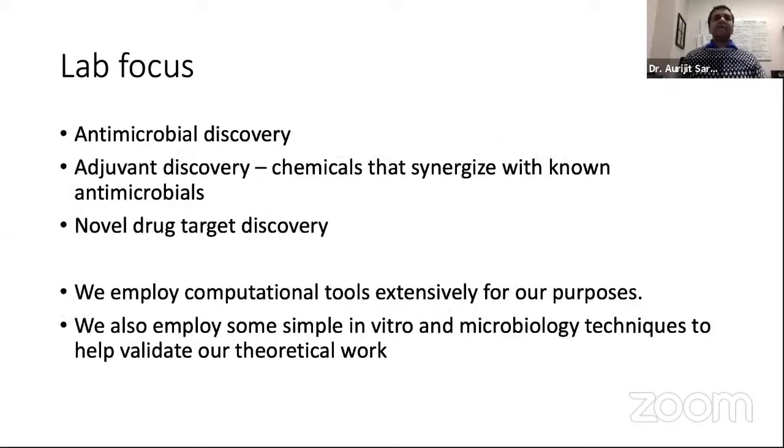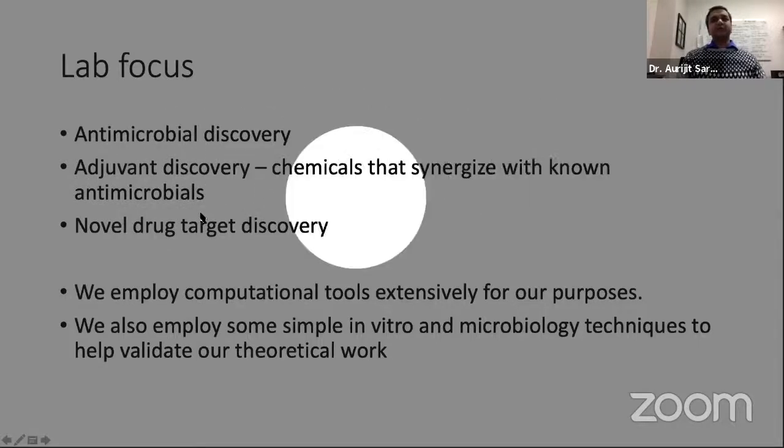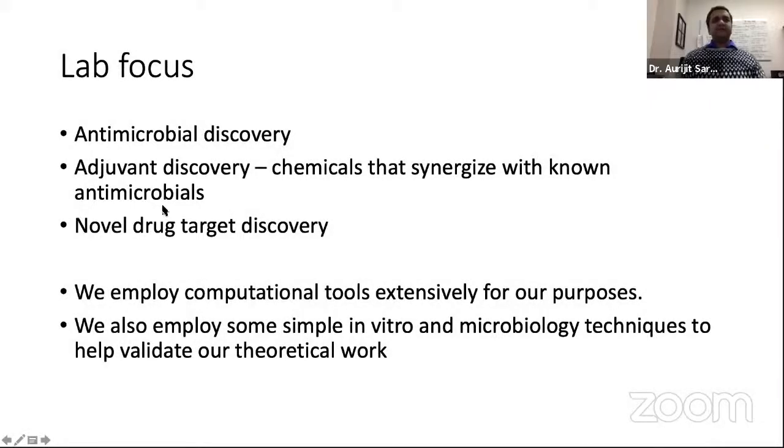So let me begin by introducing my lab's focus. Essentially, my lab is working on antimicrobial drug discovery. We're trying to find novel antimicrobials and adjuvants. So the definition of an adjuvant is a chemical which synergizes with known antimicrobials. As you can imagine, both of these can be used as potential therapeutics in the future, although that's quite far downstream. I'm not suggesting that we're going to get a drug in the market within the next few years or anything. That's not the case. We do mainly very early preclinical drug discovery.